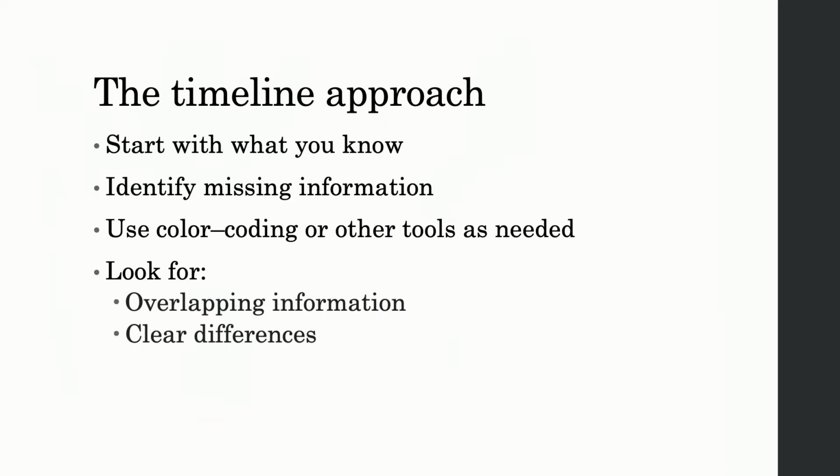Start with what you know, start with a blank slate, identify missing information, use color coding and other tools as needed, and specifically look for areas where things overlap, things conflict, or where there are very clear differences between individuals. Children being born too close to one another. Four Johns in one family with no evidence of a death, for example, of any one. So they named four sons John. It could happen as an outlier. Did it happen? You'd have to point to evidence that said that it did. You might be dealing with four different individuals who all named a son John.